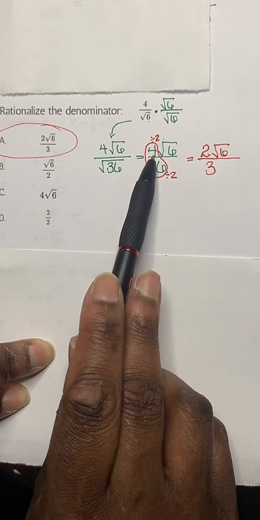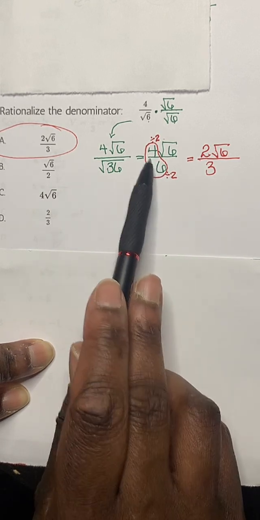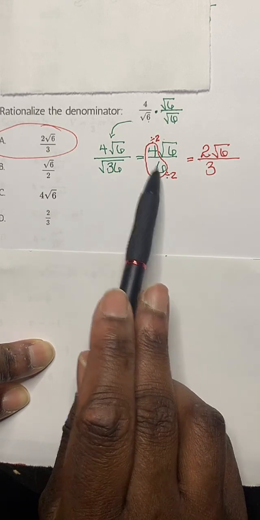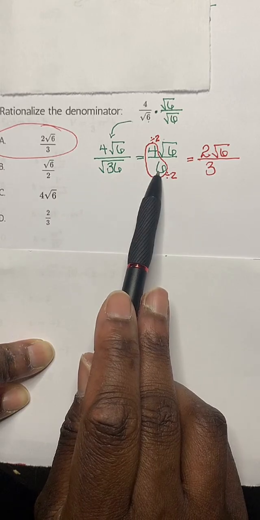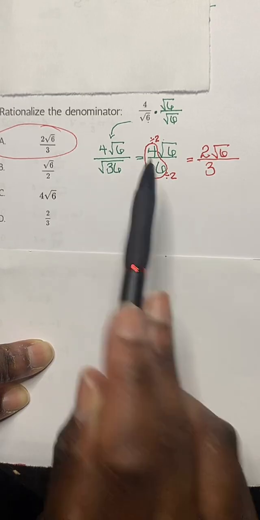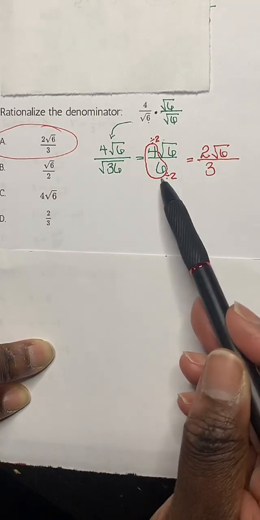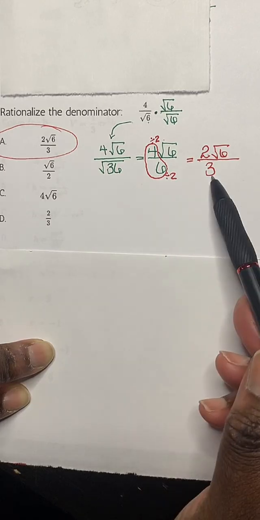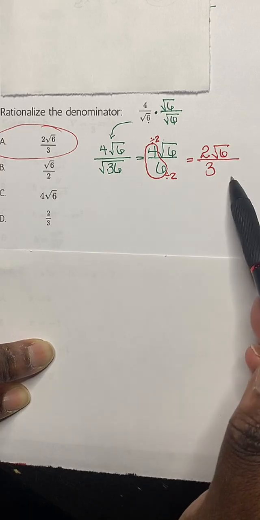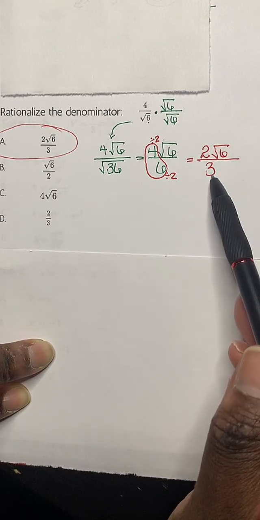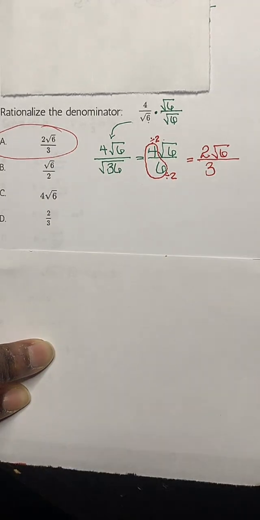So now we can simplify the 4 and the 6 because they're both rational numbers, okay? So 4 and 6 are both even numbers, so that means they are divisible by 2. So if I do 4 divided by 2, it will give me 2. If I do 6 divided by 2, it will give me 3. So that means my simplest form by rationalizing that denominator is going to be 2 square root of 6 over 3.